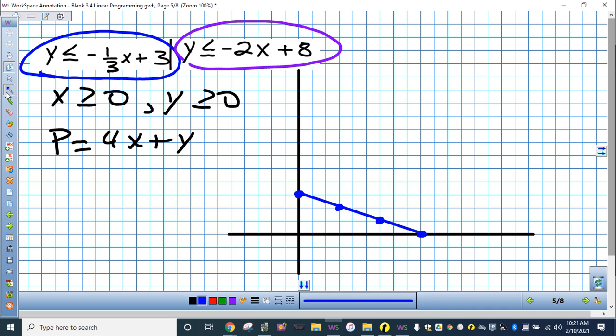Next one we're going to do is the purple. We're going to start up 8, and then we're going to count down 2, right 1. Good to get those places where the equations meet. And graph that one.